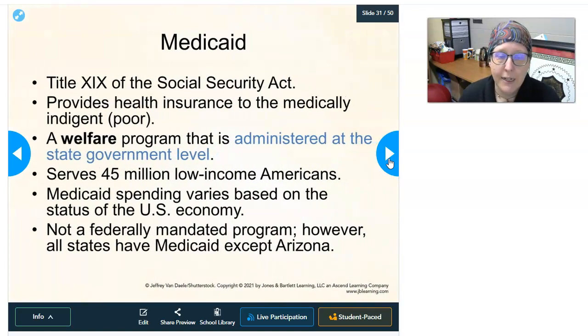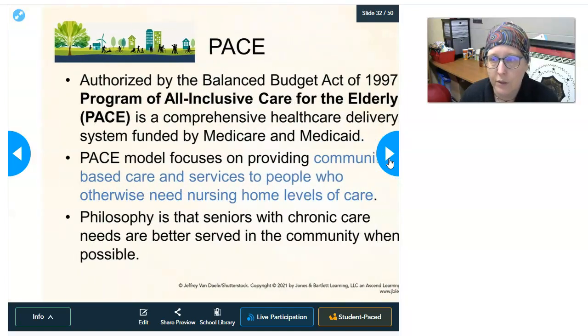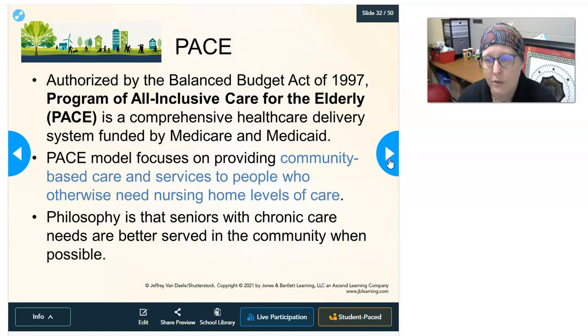So Medicaid is Title 19 of the Social Security Act. It provides health insurance to the medically indigent, meaning the poor. It is a welfare program that is administered at the state level. It serves 45 million low-income Americans. Medicaid spending varies based on the status of the U.S. economy. It is not a federally mandated program. However, all states have Medicaid except Arizona. So the states have to manage it, but they are not obligated to.